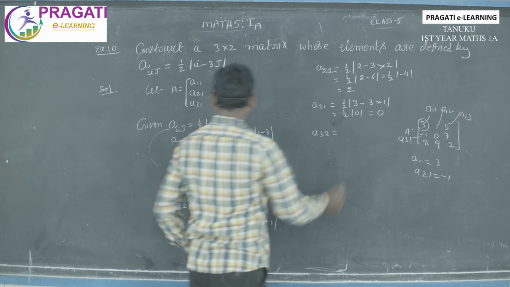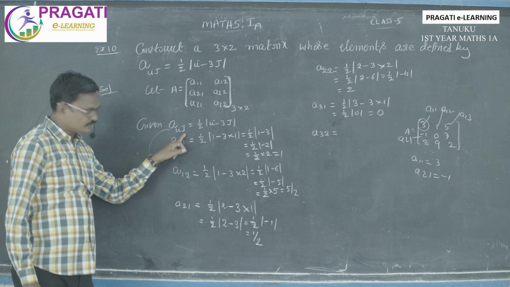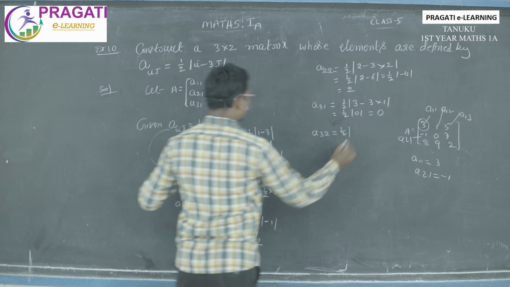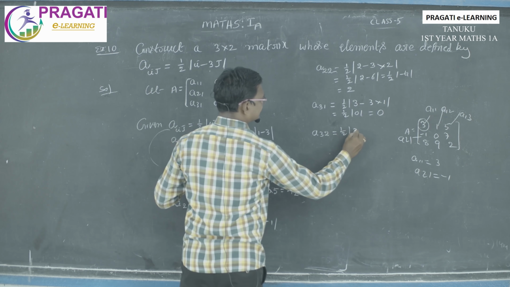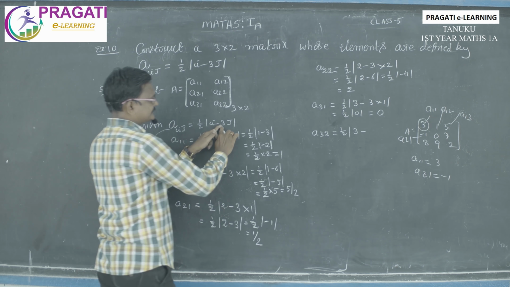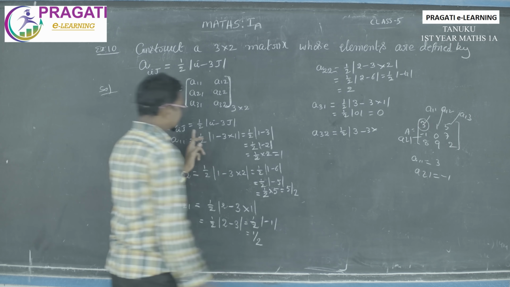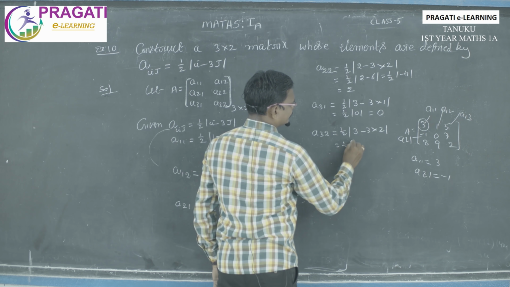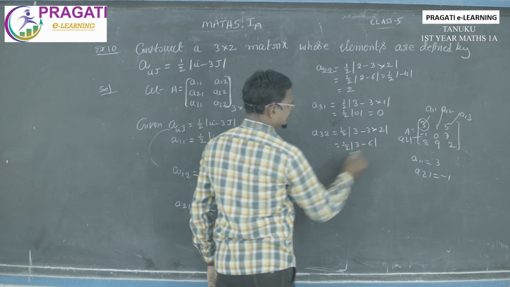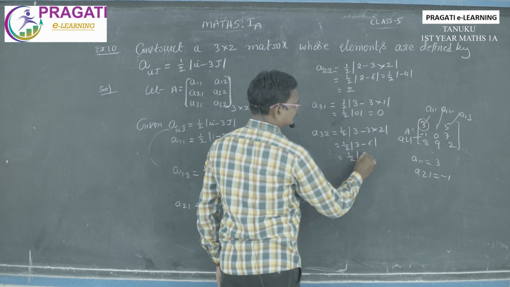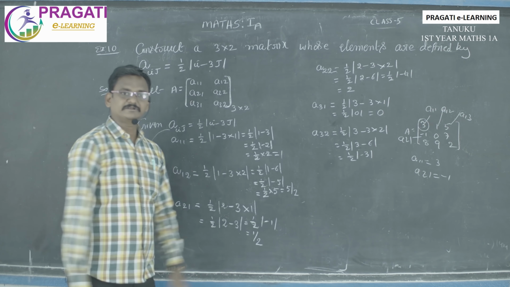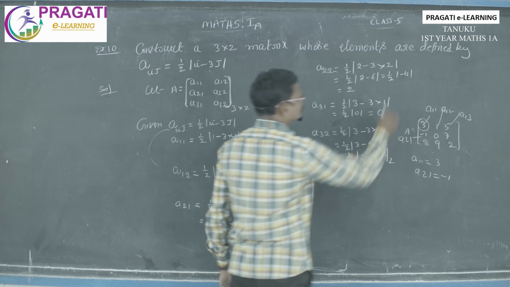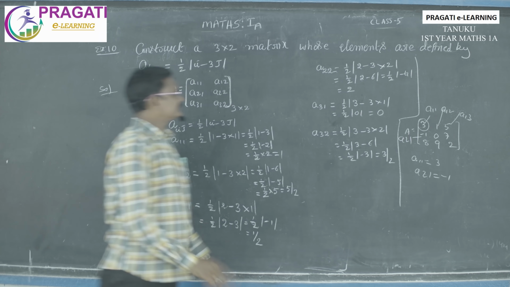A32. I value is 3, J value is 2. So 1 by 2 into modulus of 3 minus 3 into J. J value is 2. So 1 by 2 into modulus of 3 minus 6. 1 by 2 into modulus of minus 3. Modulus of minus 3 means we can write plus 3. So the final answer is 3 by 2. Okay. So these are the elements.